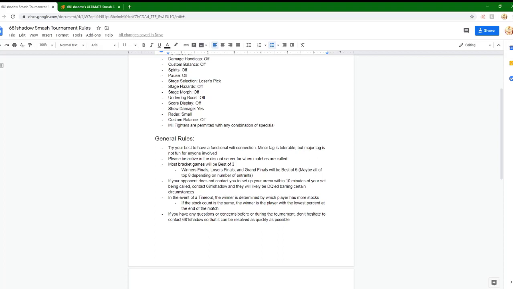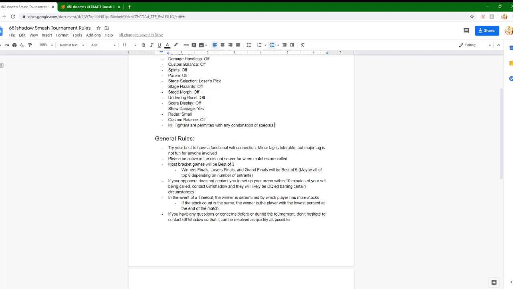And then make sure you're active in Discord. Being active in Discord is crucial for this tournament, because everything's going to be happening through Discord. Matches will be called through Discord. If there are disputes about matches, that's going to happen through Discord. All the information for the tournament, including any information leading up to and on the day of the tournament, is going to be posted on Discord. So it's absolutely essential for you guys to join the Discord server.